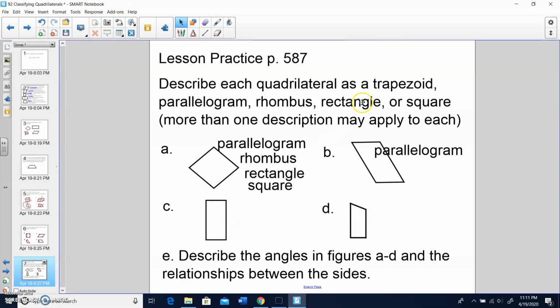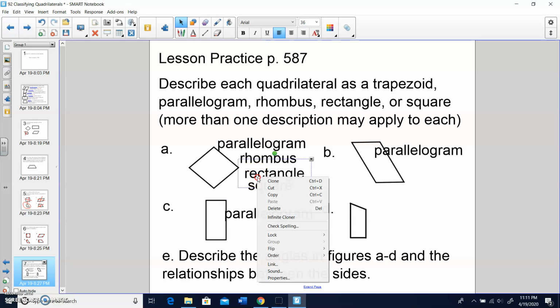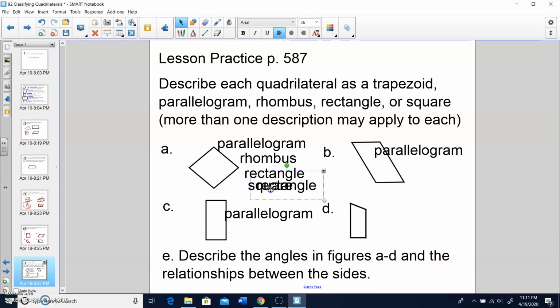C. Is it a trapezoid with only one set of parallel lines? No, it has top and bottom parallel and right and left parallel. So since it's not a trapezoid, it is then a parallelogram. Is it a rhombus with all sides the same length? No. Is it a rectangle with 4 right angles? Yes. Is it a square with all sides the same length and 4 right angles? No. So we can't call it a square. It does not have 4 sides the same length.